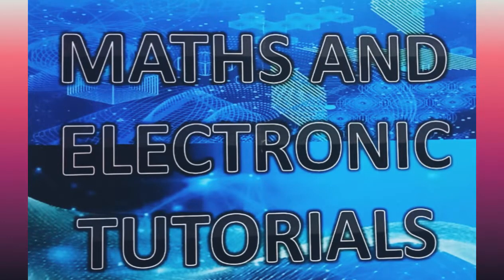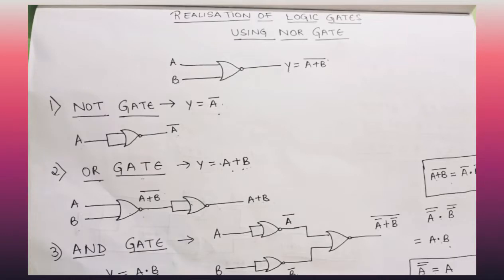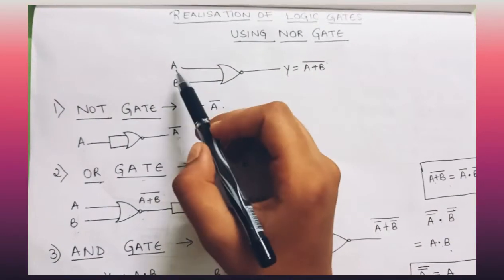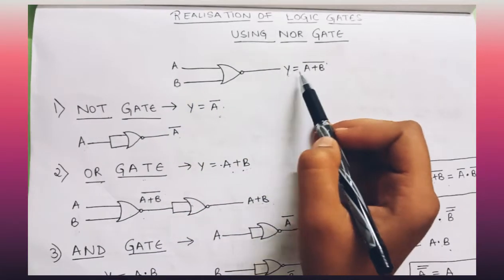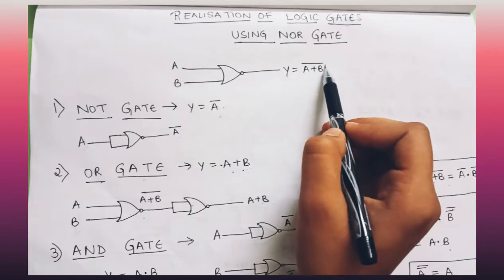In today's video, we are going to learn how to realize the logic gates using the universal gate NOR gate. Let's start our video. So, this is the NOR gate with two inputs A and B, and the output of NOR gate will be y is equal to (A plus B) whole bar.